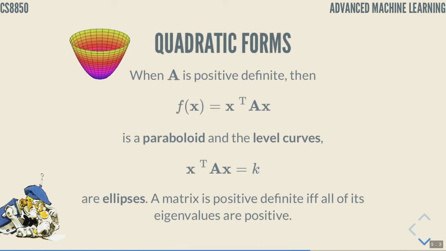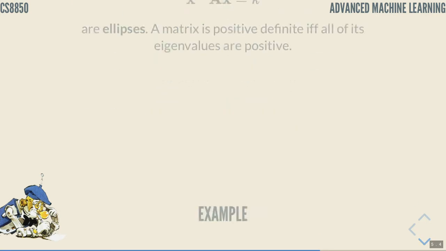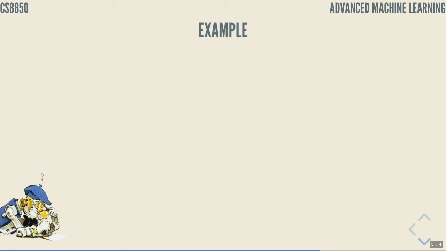So when A is positive definite, then this quadratic form is a paraboloid and the level curves are ellipses. Level curves are when this function is fixed to a certain value. So when it is, then we'll get an ellipse. And side note, a matrix is positive definite if and only if all of its eigenvalues are positive. So let's look at an example.